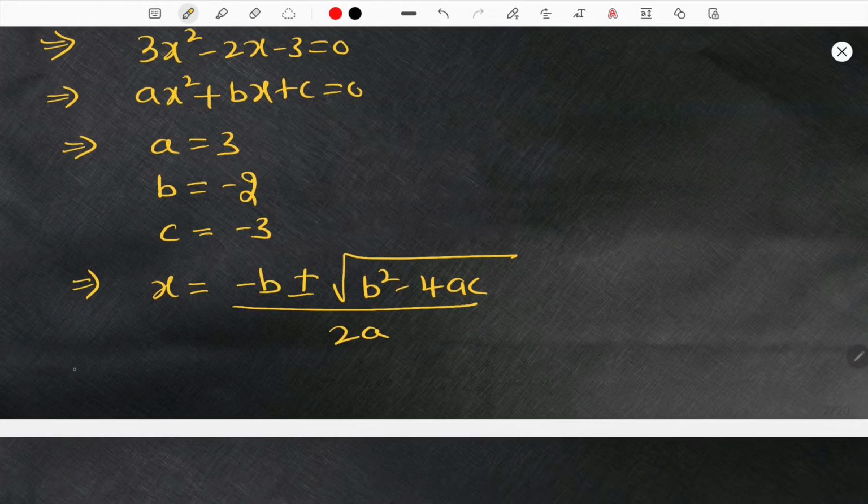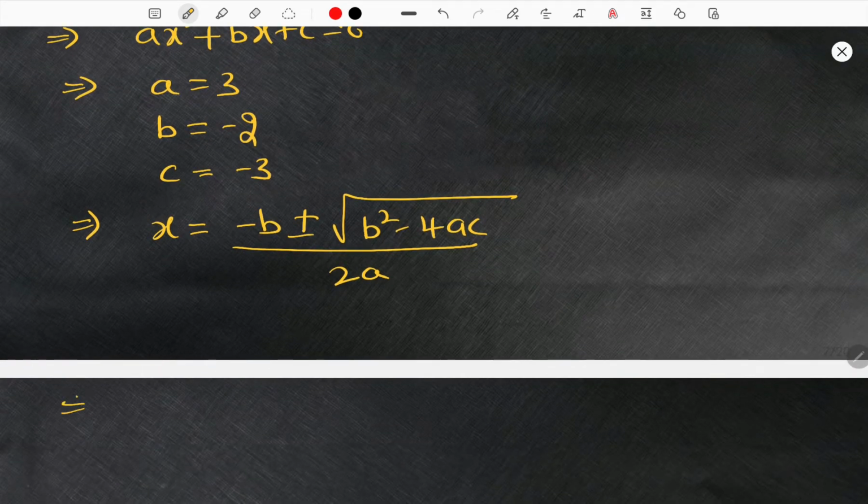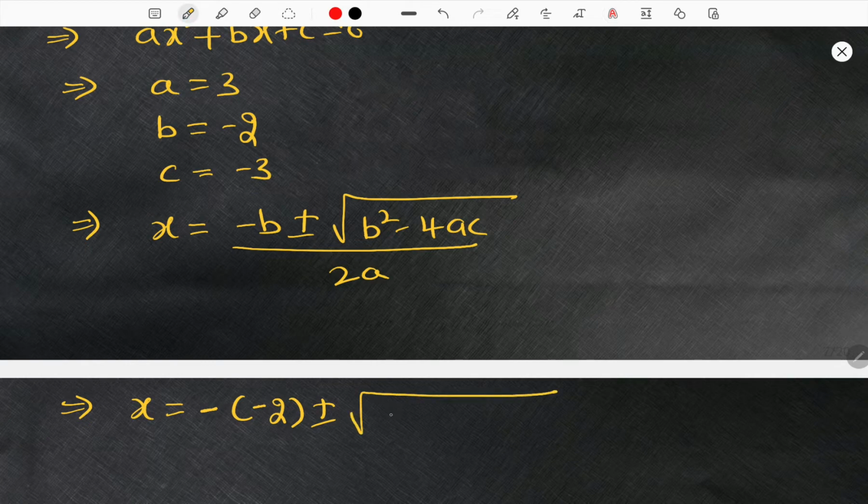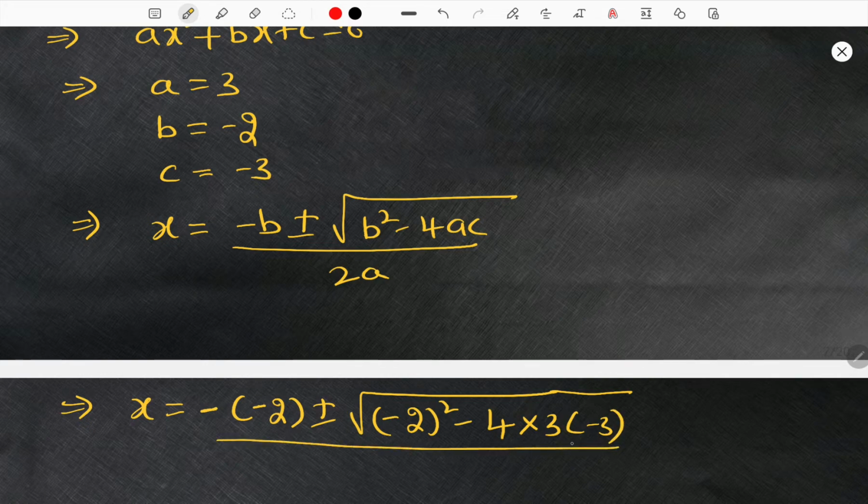Let us substitute all the values. So, that is x is equal to minus of minus 2 plus or minus, because minus is there in the formula and b means minus 2. Minus of minus 2 plus or minus under root b square means minus 2 whole square minus 4ac, 4 into a is 3 and c is minus 3, divided by 2a, 2 into a is 3.